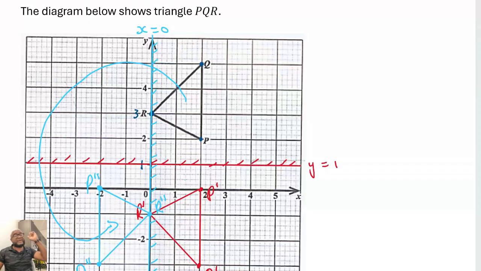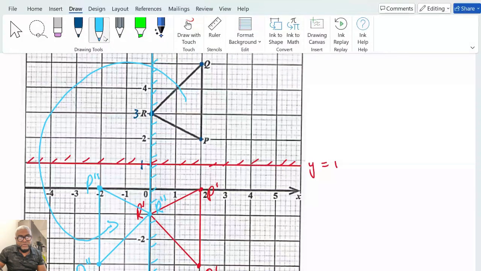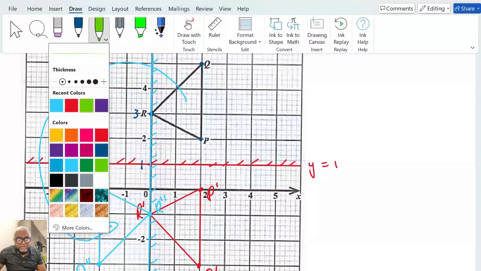Now, it's actually a rotation of 180 degrees. When you have a rotation of 180 degrees, you just have to connect two corresponding points. Where they cross would be the center of rotation, all right? So watch it.